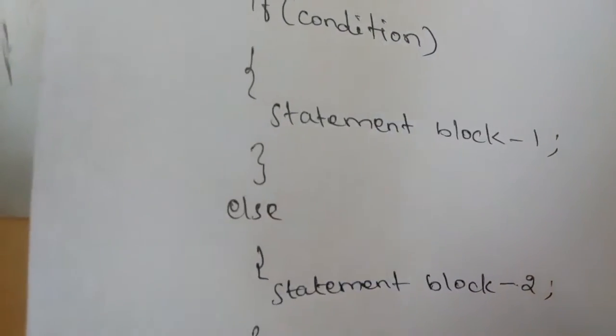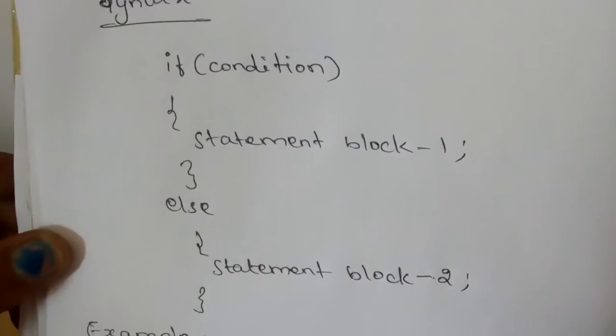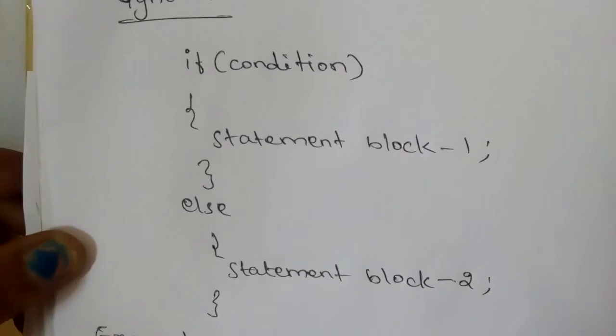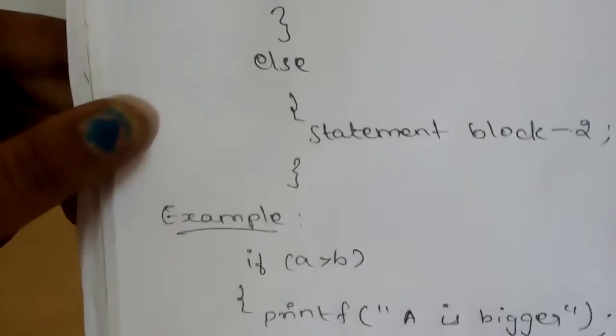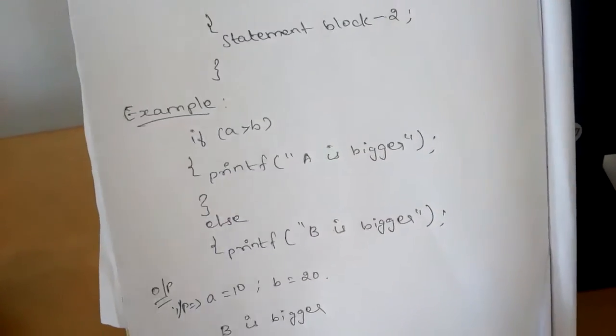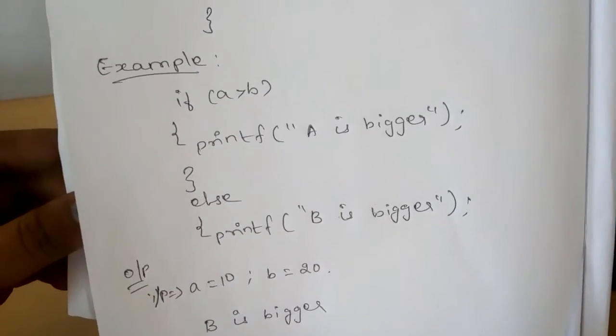Here we have two options. One is, if the condition is true, statement block 1 is executed. If the condition is false, statement block 2 is executed. For example, if A is greater than B, printf A is bigger, else printf B is bigger.